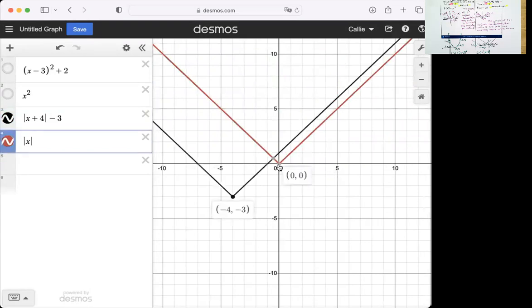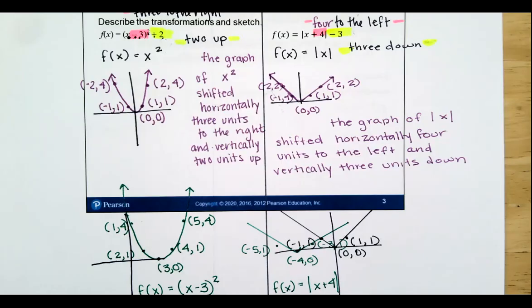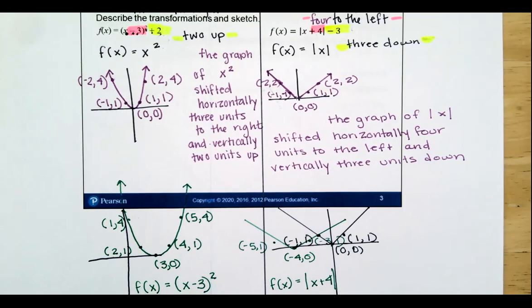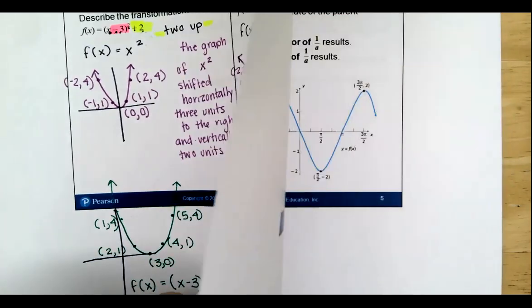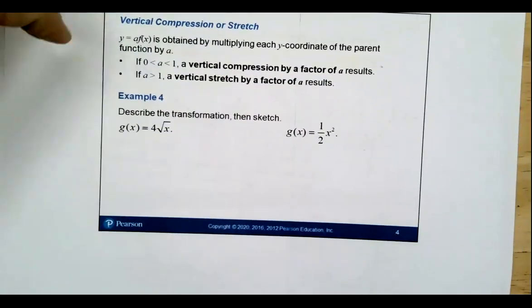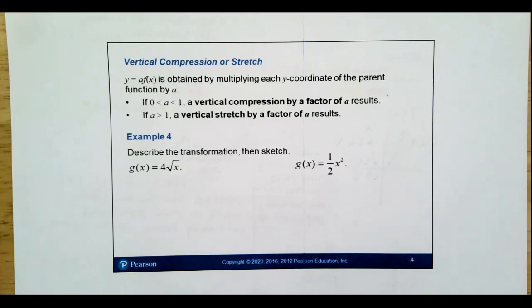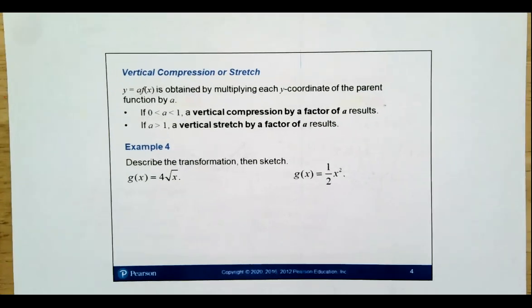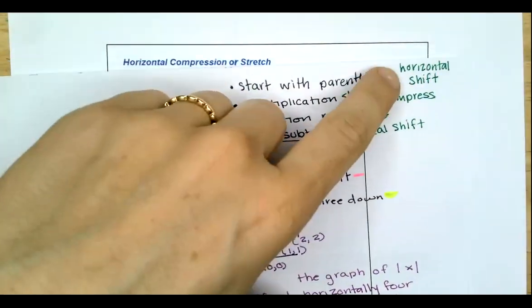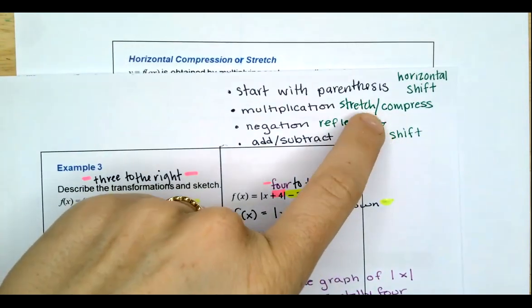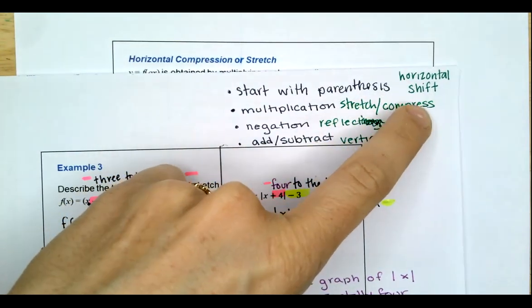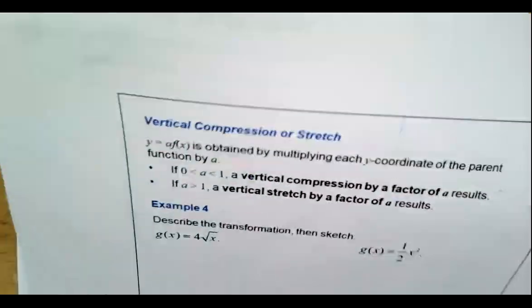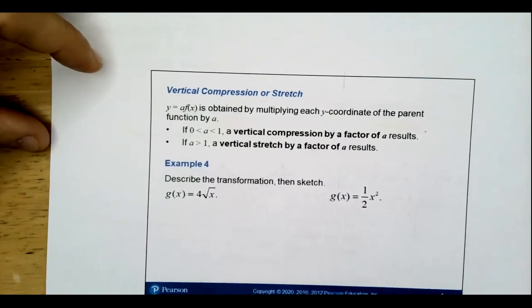Instead of being the point 0, 0, it's the point -4, -3. As always, Desmos is a valid way to answer all of these questions if you prefer it. Vertical compression or stretch. We have learned how to do the horizontal shift and the vertical shift. Now we're going to talk about stretching and compressing. Reflection is just flipping it across the x-axis or the y-axis.